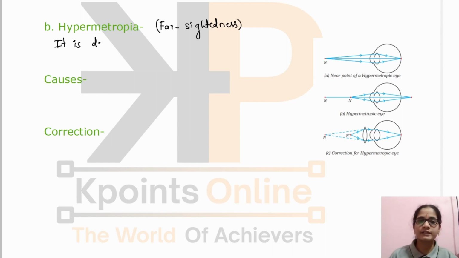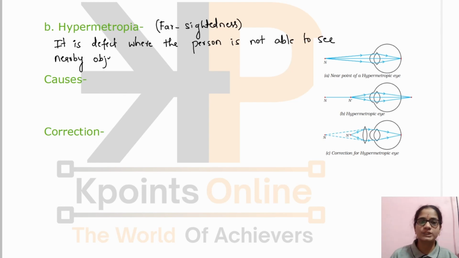It is a defect where the person is not able to see nearby objects clearly.